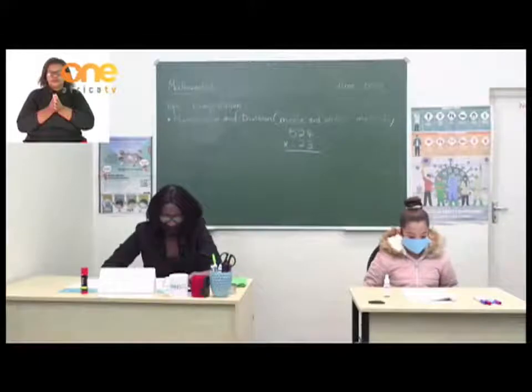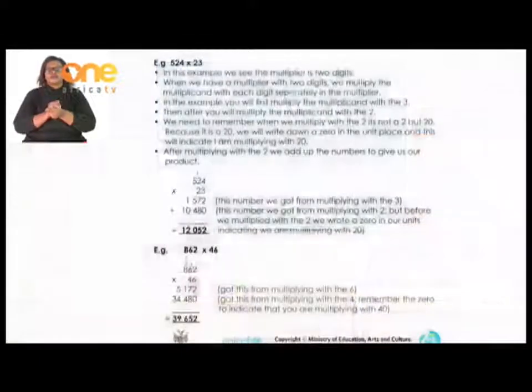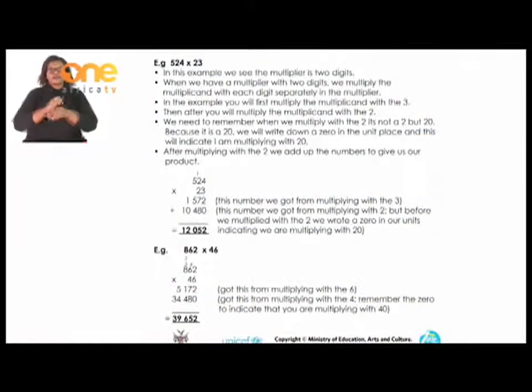Boys and girls, we are on page 11. We have example 524 times 23. In this example, we see the multiplier is 2-digit. When you have a multiplier with 2-digit, we multiply the multiplicand with each digit 1 by 1 in the multiplier. In the example, you will first multiply the multiplicand with the 3. Then after, you will multiply the multiplicand with the 2.